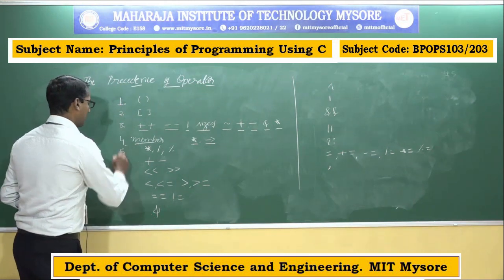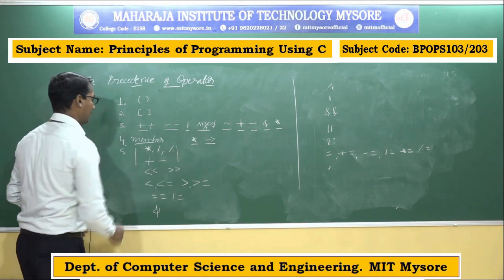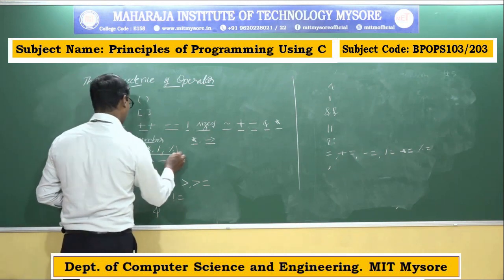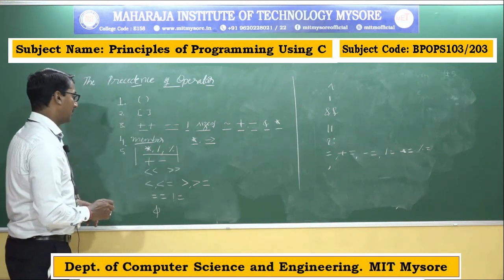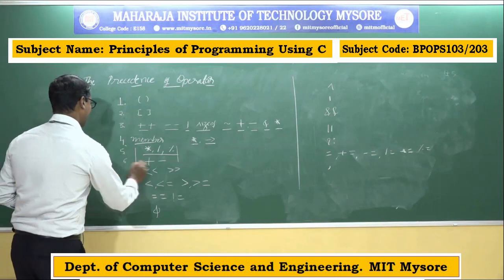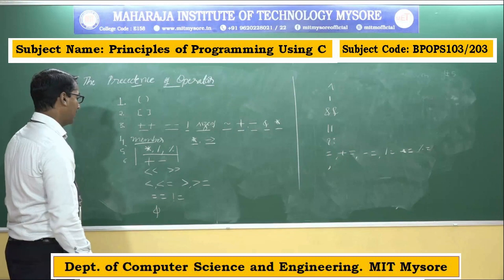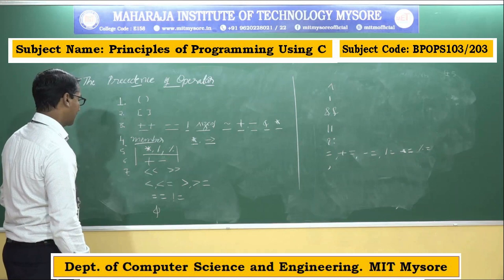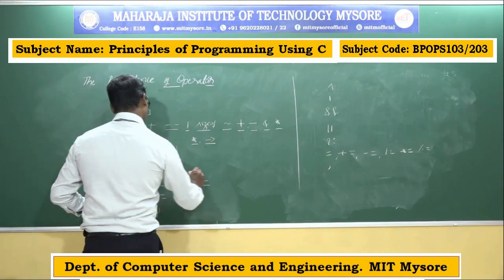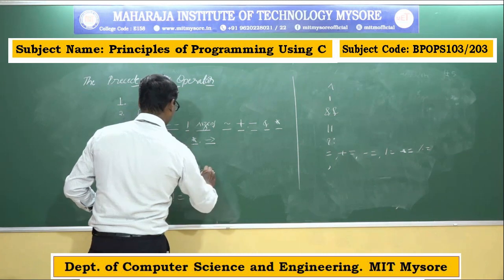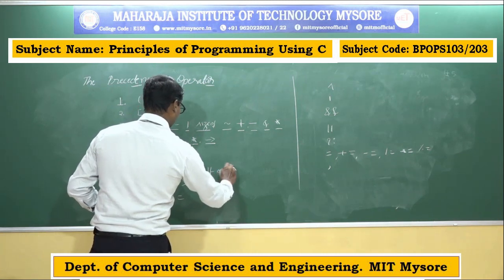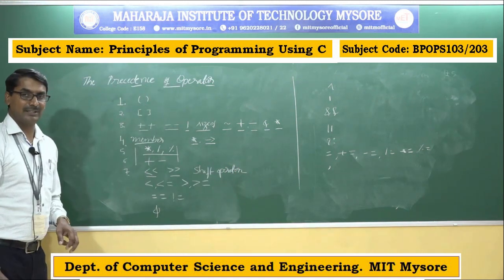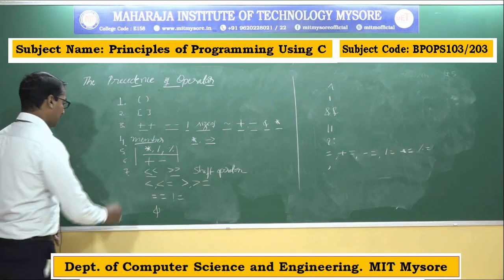Next is the arithmetic operator. There are five arithmetic operators: star, division, modulus, plus and minus. The highest precedence is for the star operator, division operator and modulus operator. The next preference is for addition and subtraction. After the arithmetic expression, the next preference is for shift operators, less than and greater than. Shift operators are bitwise operators.